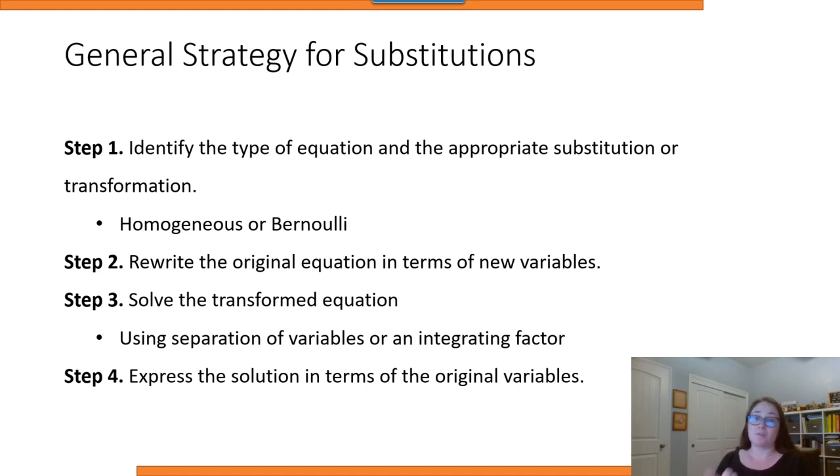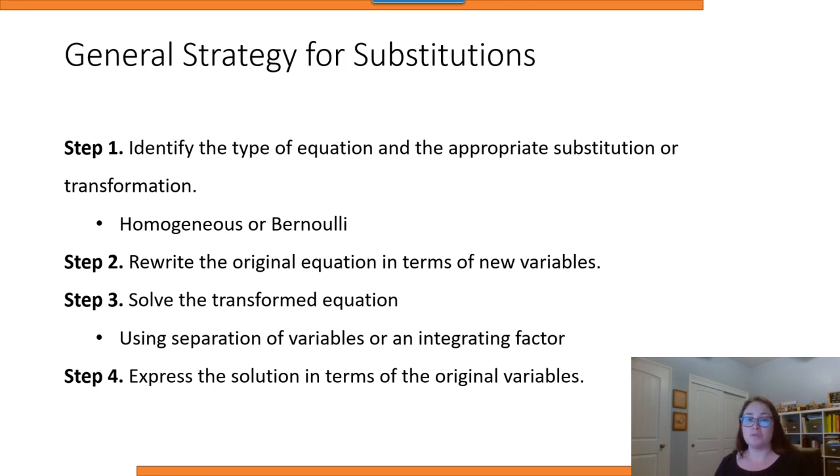First, we've got to identify which type of equation we're dealing with. Is it homogeneous or is it a Bernoulli? And we'll go over both of those definitions. And then we're going to have a specific substitution that we're going to do based on the type. And so we'll use that substitution to rewrite the equation using new variables, much like we do a U substitution when we're going to integrate. And then we're going to solve that equation.